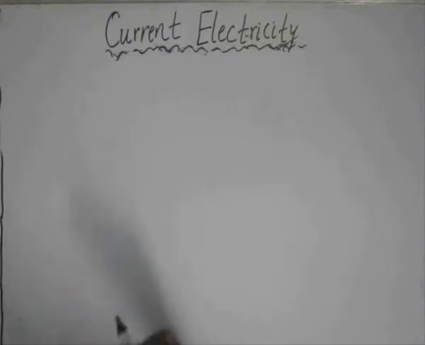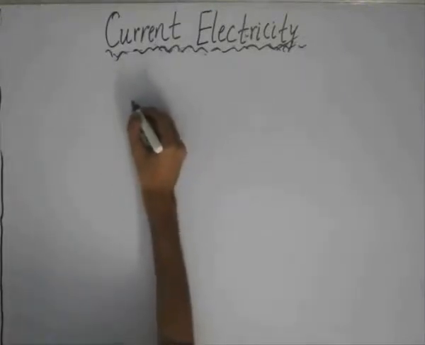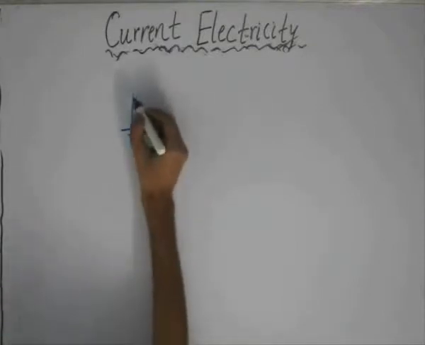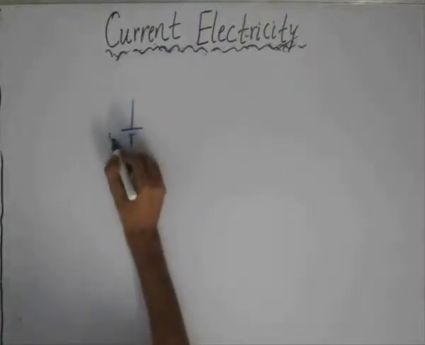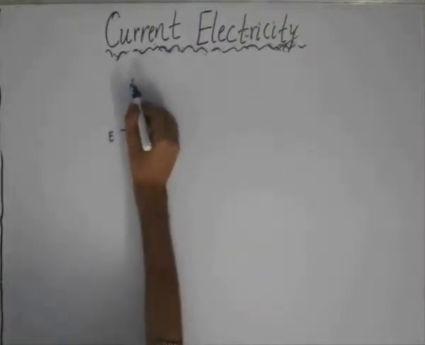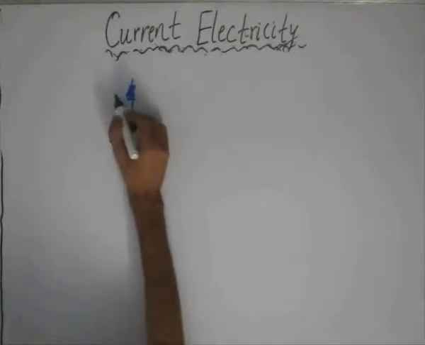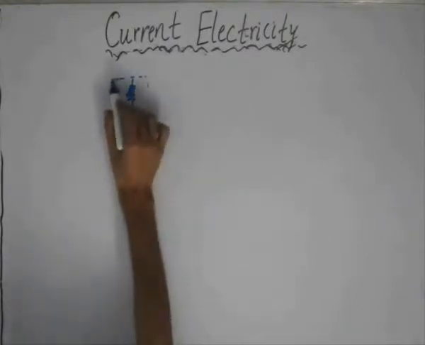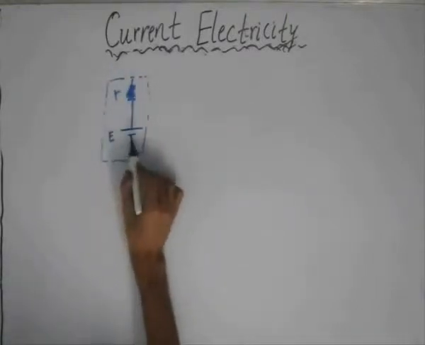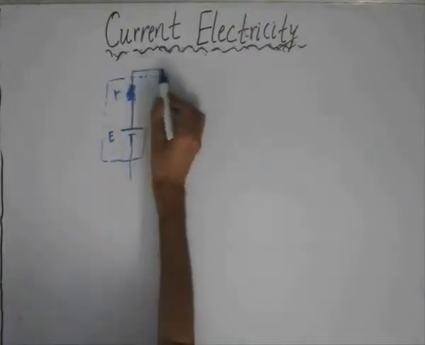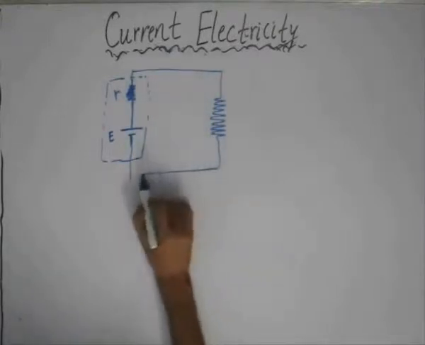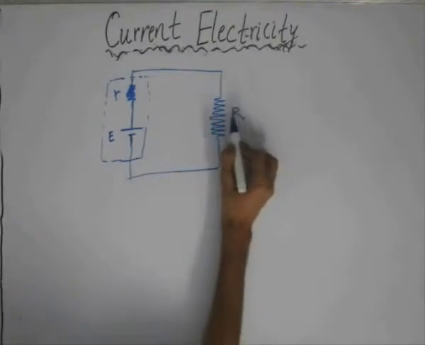Now what we have is a cell, which is not an ideal cell. Since it is not an ideal case, we'll have an EMF in series with the internal resistance. So this is our cell. This whole thing is the cell, and this is connected in series to an external resistance whose value is R.